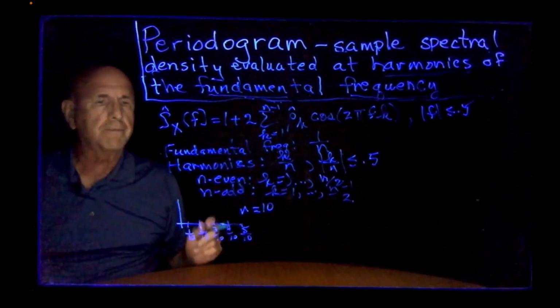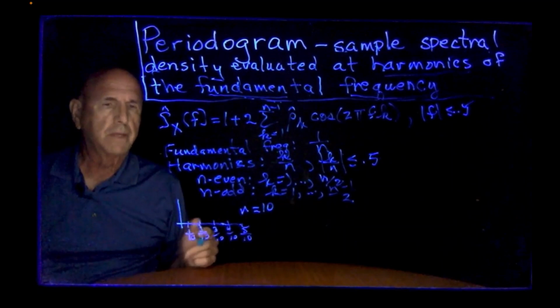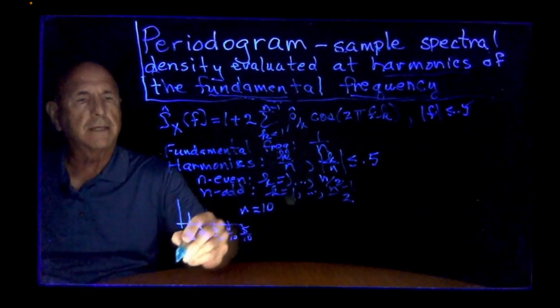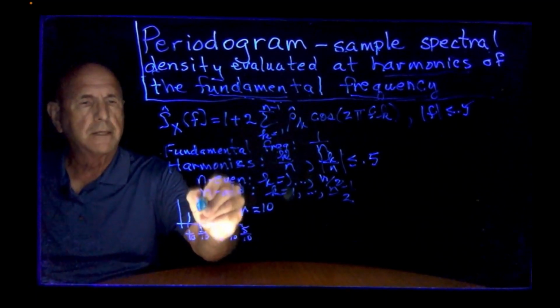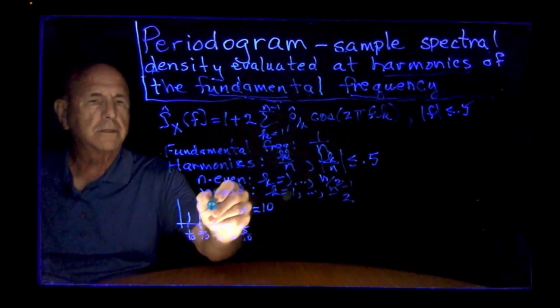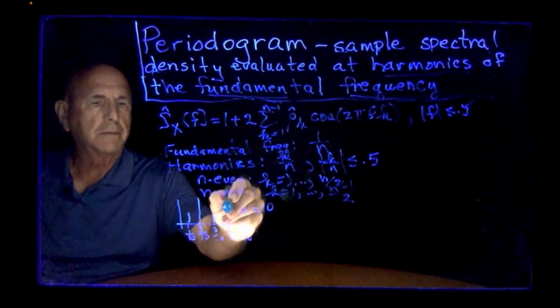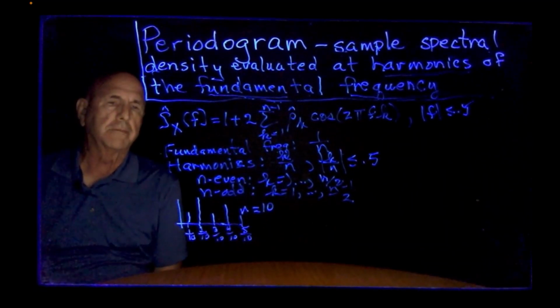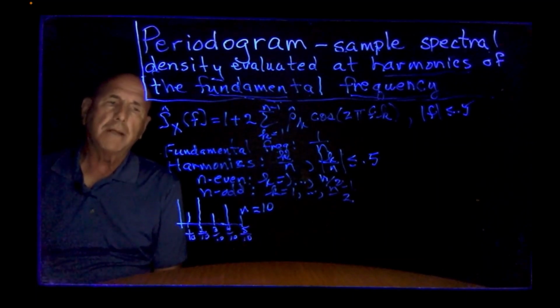Suppose I had a data set that had a period of about 0.2, then maybe the periodogram would look like this. It'd be vertical lines at each of the harmonics, and probably it's going to be erratic like the spectral density would have been. So that's a plot of the periodogram.